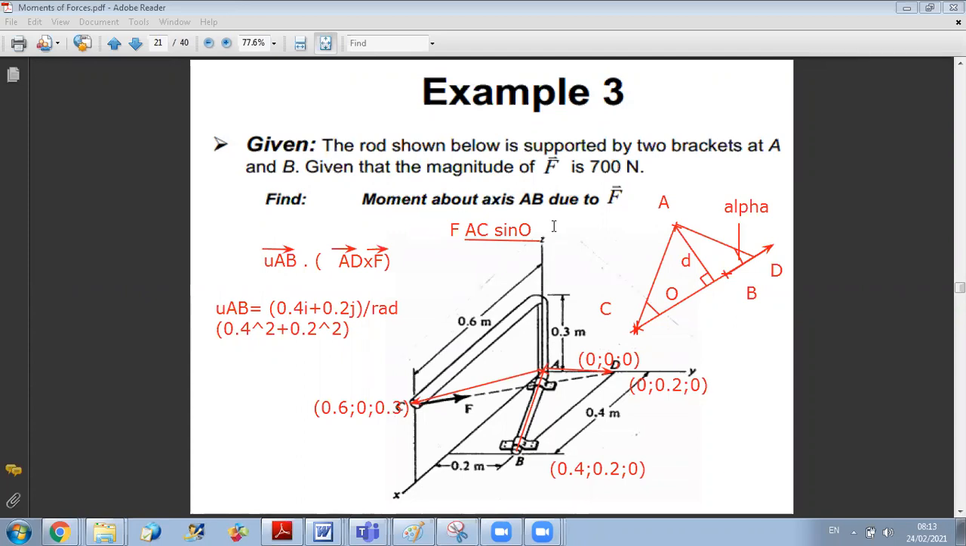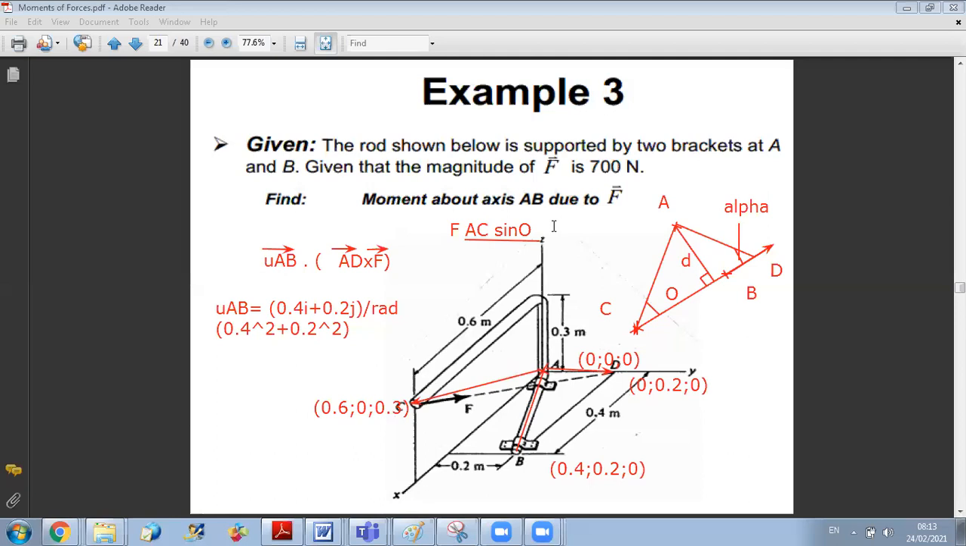Yes, so excuse me, doctor, here we took AD. Yes, you can take AD, you can take AC as you like. Both will give you, if you try it, if you do the vectorial product, both will give you the same result for the moment. Okay. Thank you, doctor, so much.